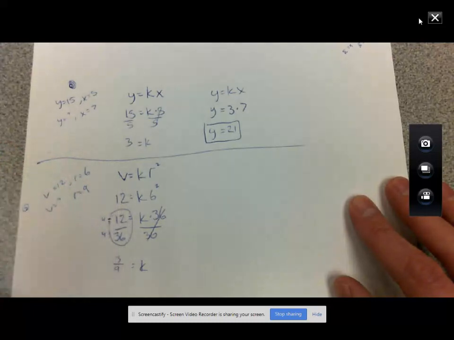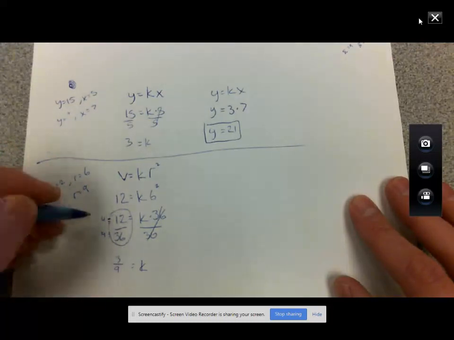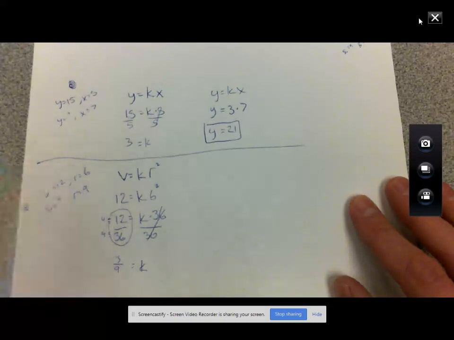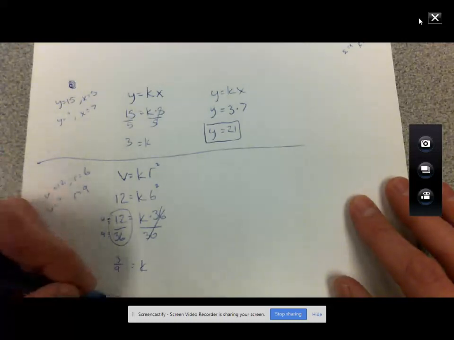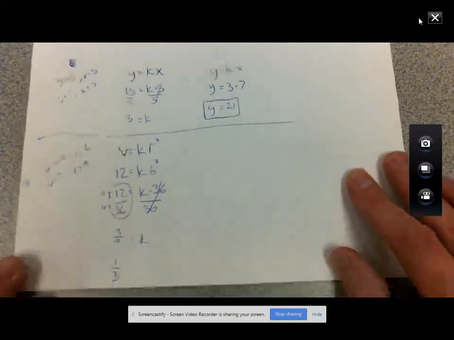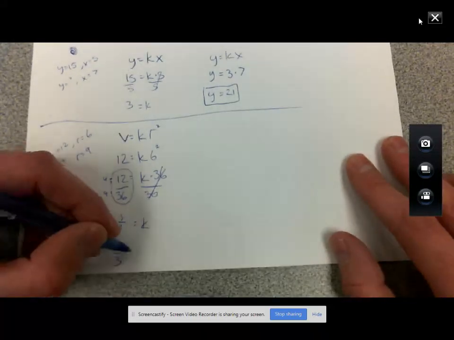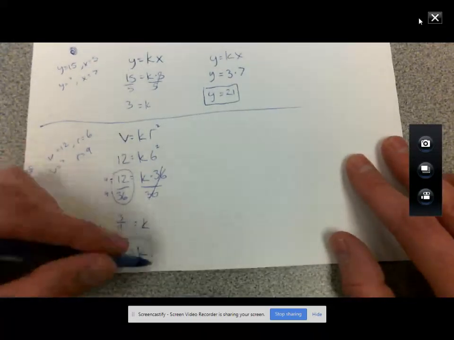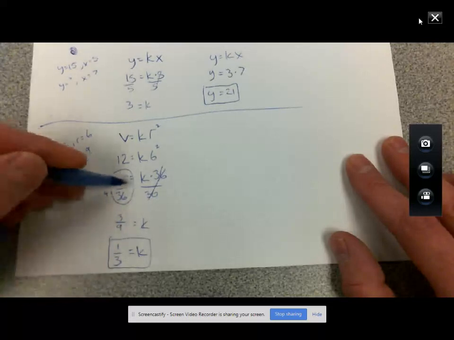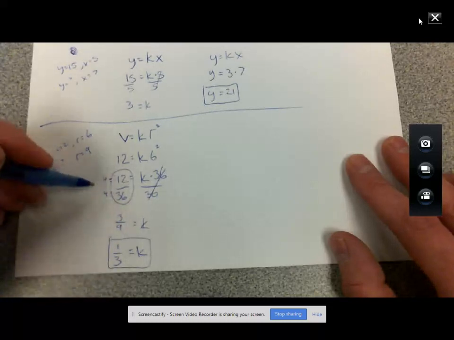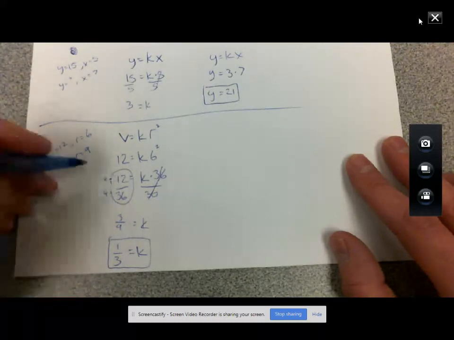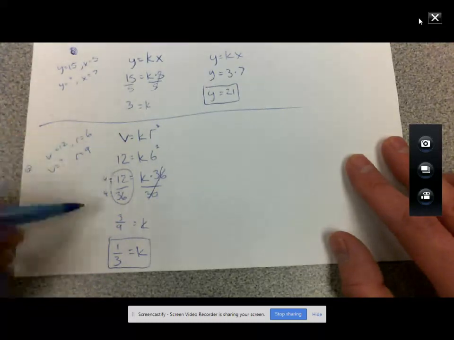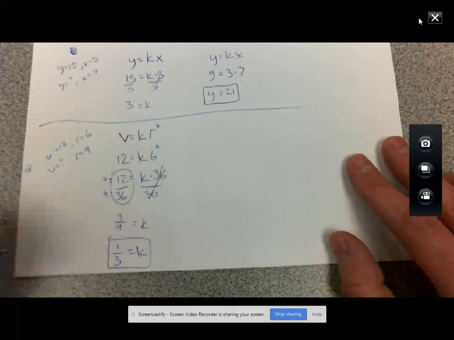Looks like I can reduce a little bit further. So I could have divided both by 12. I didn't recognize that right away. So if I divide both of these by 3, I get 1/3 equals k. So I could have simplified this, the greatest common factor of these would have been 12. I just didn't recognize that right away, which is fine. I still got to the right answer in the end, 1/3.